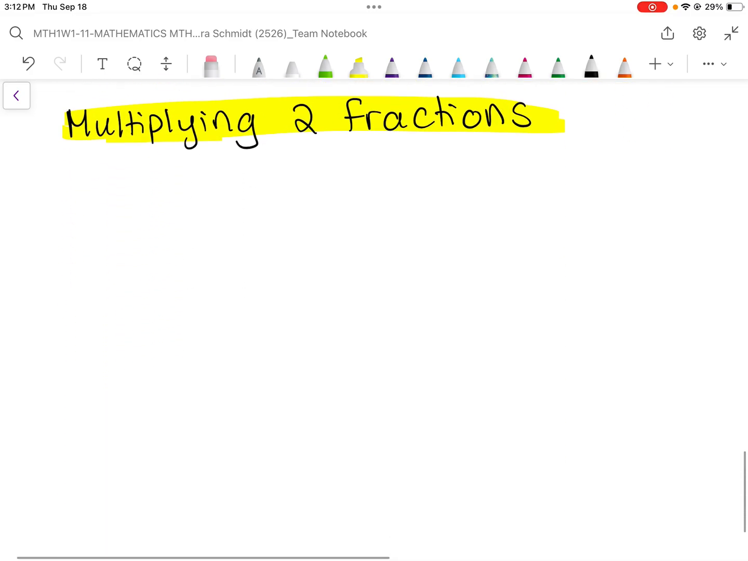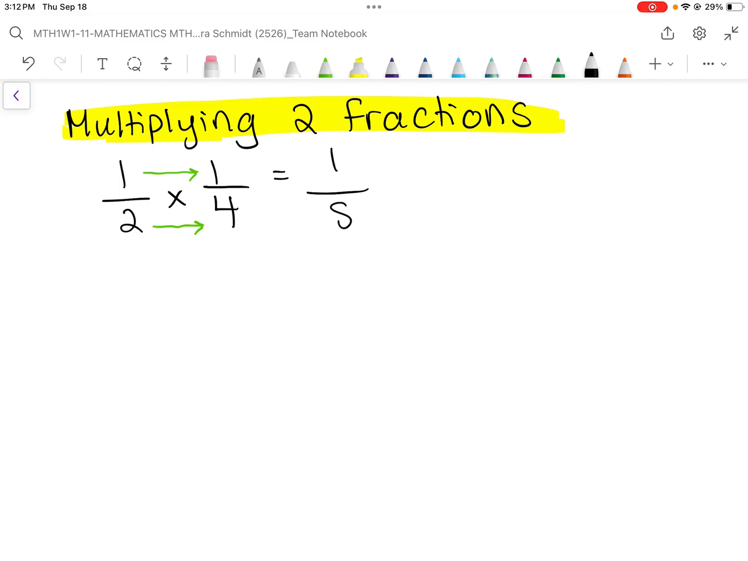Okay, multiplying two fractions together. Let's say we had a half times a quarter. So we already know what the answer is going to be because I just showed you how to multiply fractions. You just multiply straight across. So we know the answer is going to be 1 times 1 is 1, 2 times 4 is 8.